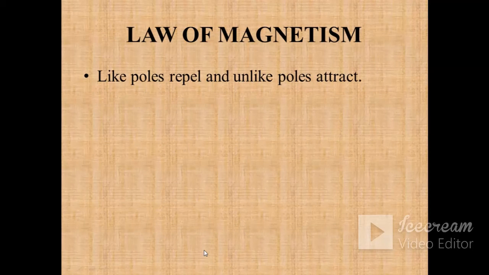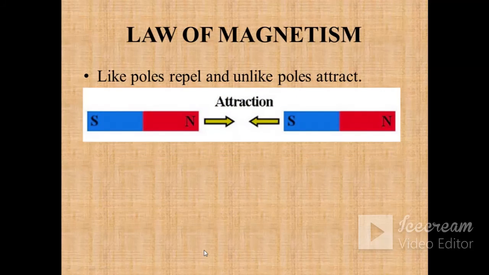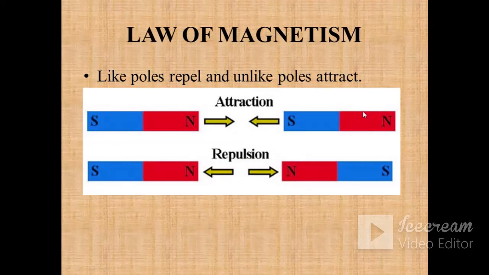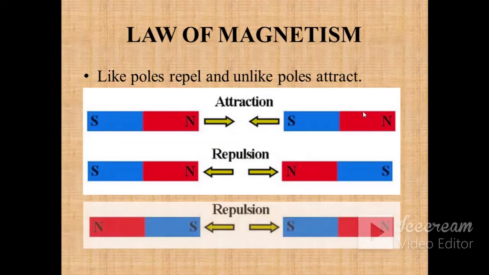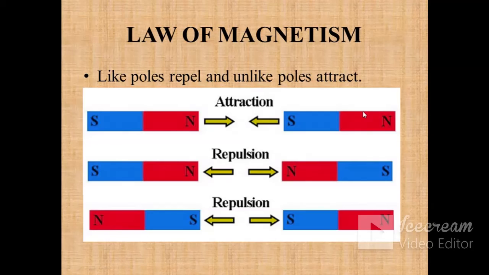So what is the law of magnetism? Like poles repel and unlike poles attract. Whenever north-south or south-north are together, they will attract each other. If north-north is there, there will be repulsion. Even if south-south is there, again there will be repulsion. So only unlike poles attract each other, and like poles repel each other.